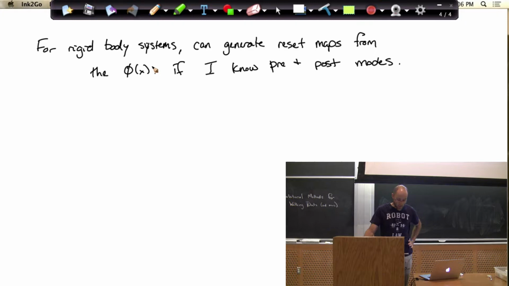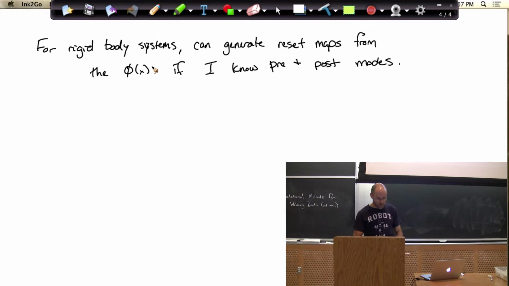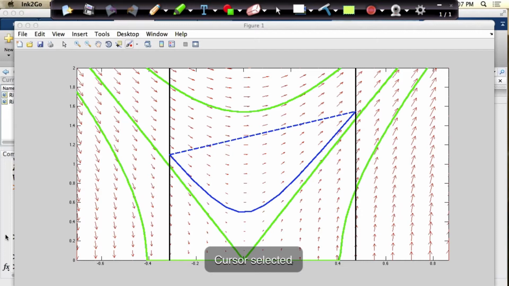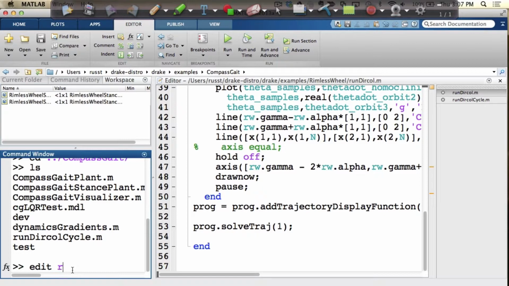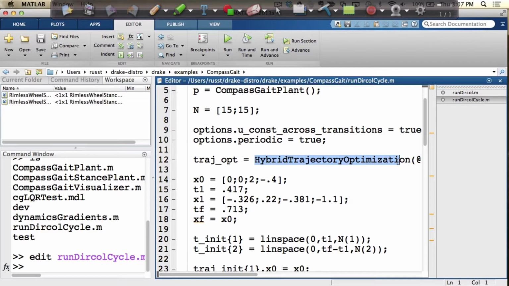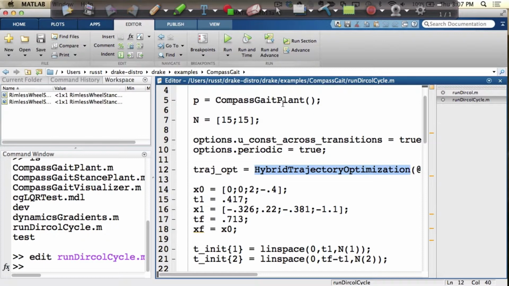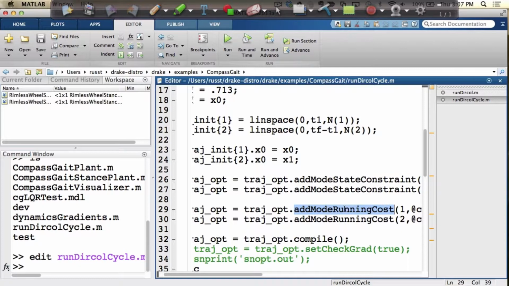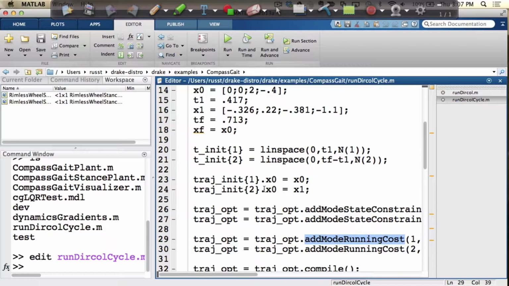Okay. But if everything is known, then trajectory optimization is pretty easy. Okay, so let's see a slight generalization. Now we have, in general, a hybrid trajectory optimization, where I make a system that just has, I enumerate the hybrid modes. And we can add state constraints, add costs to each mode, but I have a specific ordering of the modes. I have to say the initial times for each segment, okay?